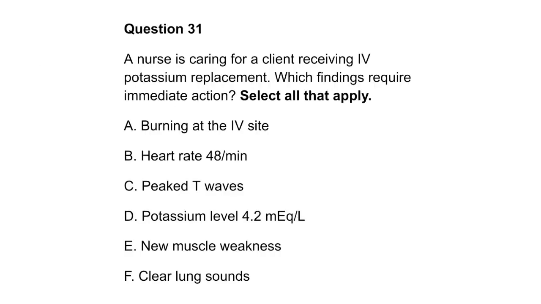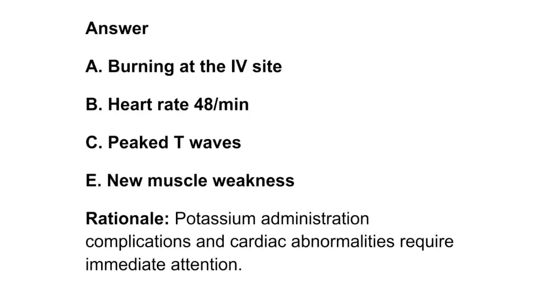Question 31. A nurse is caring for a client receiving IV potassium replacement. Which findings require immediate action? Select all that apply. A. Burning at the IV site. B. Heart rate 48 per minute. C. Peaked T waves. D. Potassium level 4.2 milliequivalents per liter. E. New muscle weakness. F. Clear lung sounds. Answer: A. Burning at the IV site. B. Heart rate 48 per minute. C. Peaked T waves. E. New muscle weakness. Rationale: Potassium administration complications and cardiac abnormalities require immediate attention.